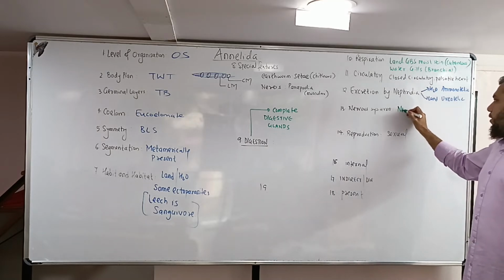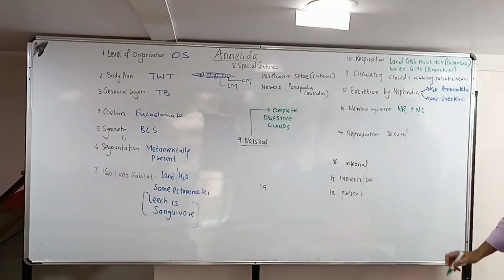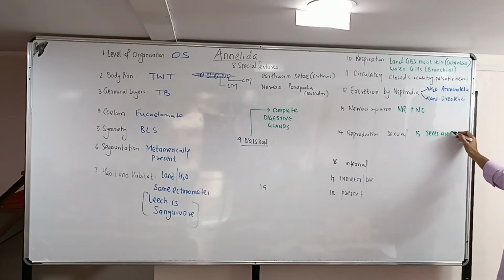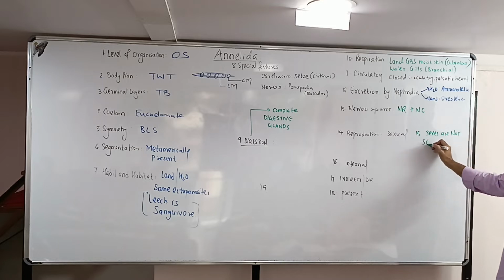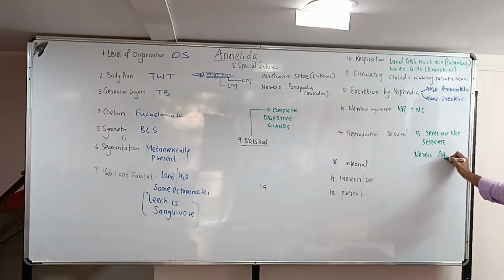Nervous system: it shows the presence of a nerve ring plus a nerve cord. Reproduction is sexual, and sexes are not separate, that is, they are hermaphrodites, except Nereis, which is aquatic and it is dioecious.